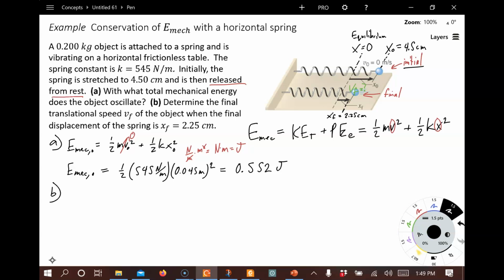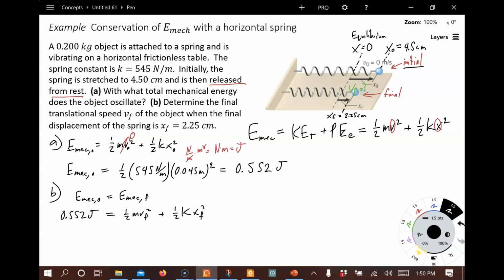Now I can compare any 2 points, right? So I could say the initial point, Emec initial, it's the same total value as Emec final, right? And I'm going to plug in KE, PE for each of these. But for the initial, we already know what the total mechanical energy is. I'll just plug in the value that we just solved for here. And for the Emec final, I'm going to plug in the kinetic energy at the final position, plus the spring elastic potential energy at the final position.